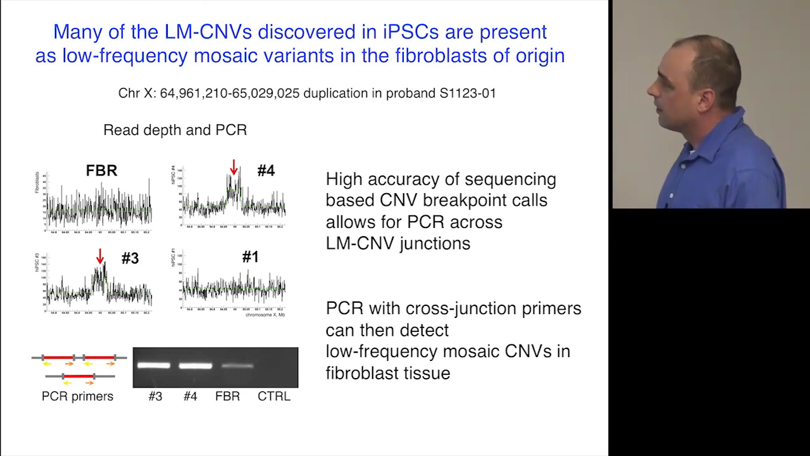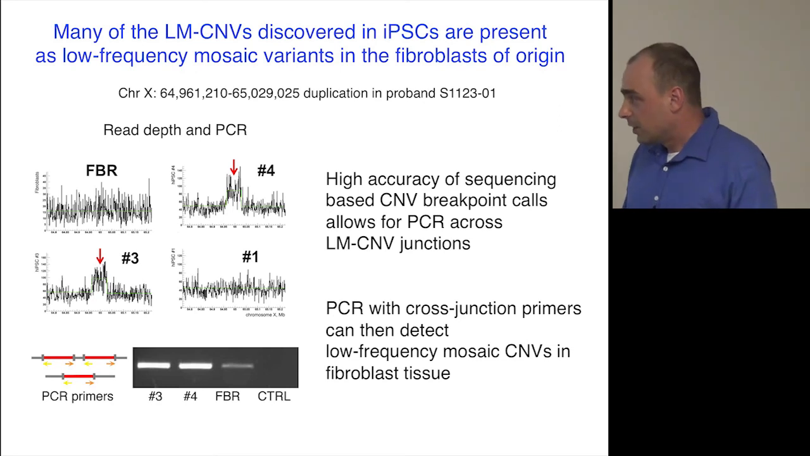So here again is the whole genome redux track coming from the fibroblasts, and then we saw in two of the derived lines this duplication event that looked very similar, even though they were two independently derived lines. And a third line derived from the same fibroblast culture had no event. But because of the high accuracy of the sequencing-based CNV breakpoint calls, we were able to design PCR primers that would go across these LM-CNV junctions and pull out a fragment. And then you can sequence this fragment.